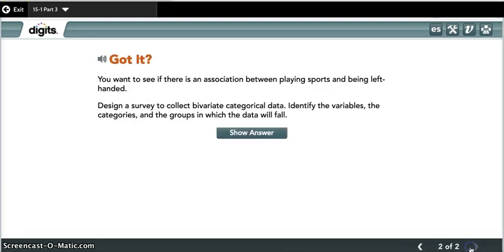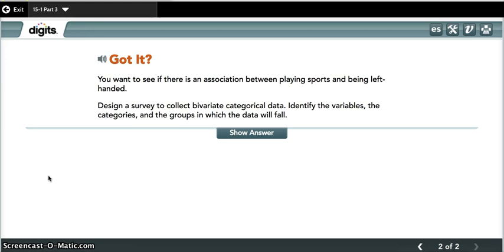Okay, so now I want you to try it. Playing sports and being left-handed. Is there an association between playing sports and being left-handed? So what are the questions you're going to ask, and what are the categories into which the data will fall?